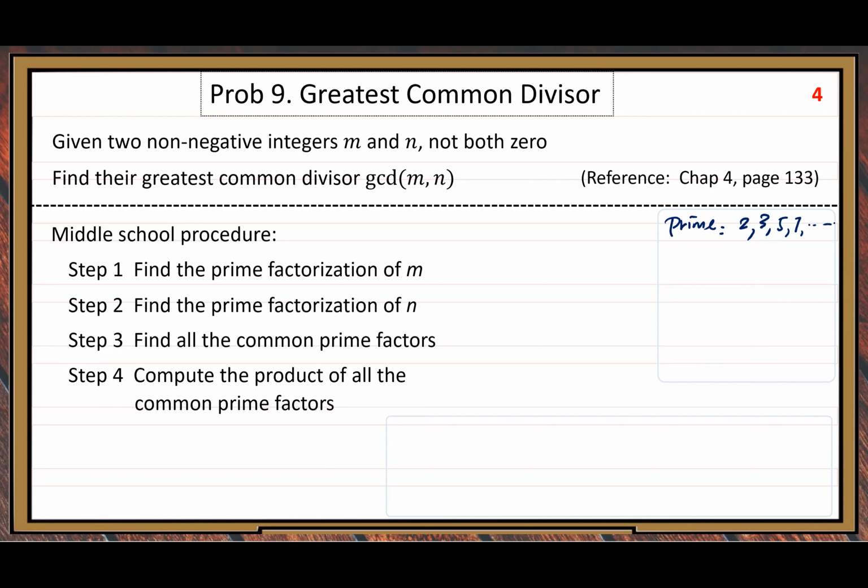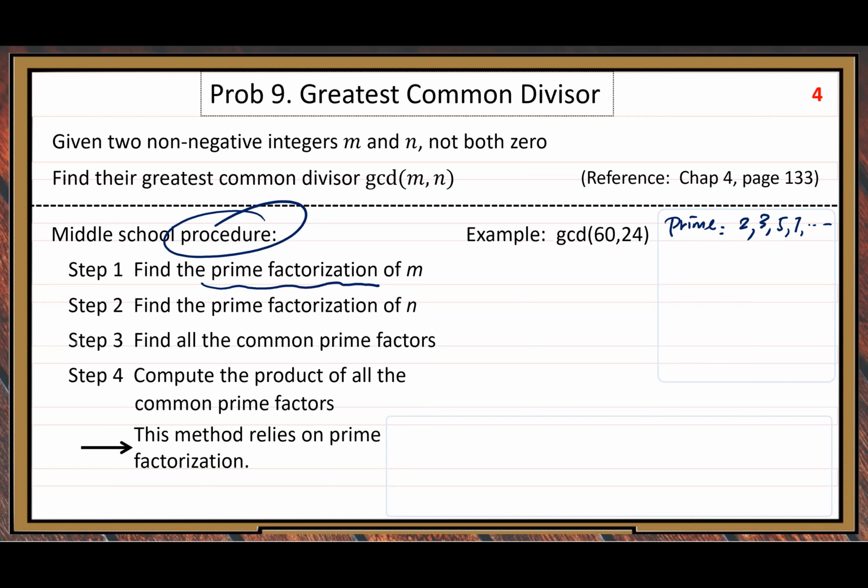Then for the prime factorization, assume you know how to do prime factorization. Later we will talk about this prime factorization. You can see this method relies on prime factorization, or the main step is the prime factorization. Otherwise, without using prime factorization, you cannot find the answer using this procedure.